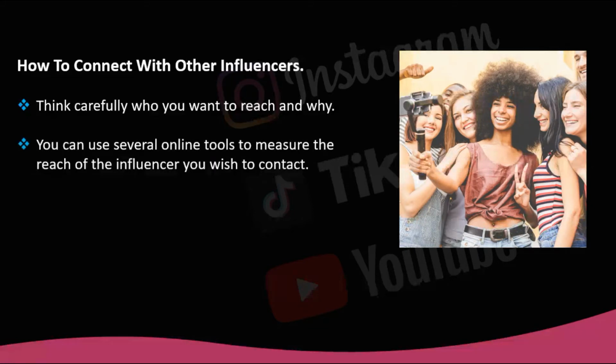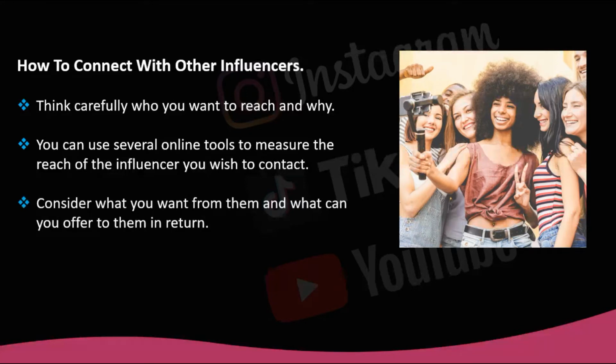You can use several online tools such as Hypeauditor and Influencity to measure the reach of the influencer you wish to contact. Consider what you want from them and what you can offer to them in return. Think about the ways in which you and the other influencer can work together.